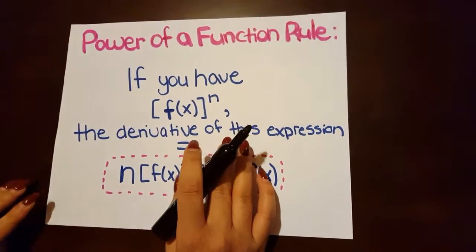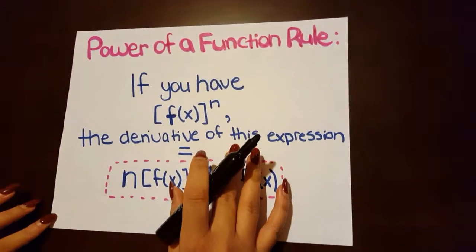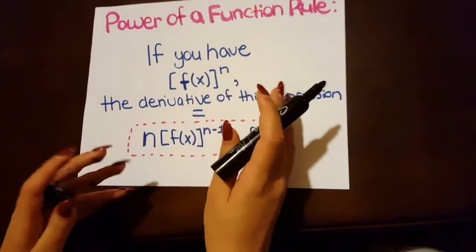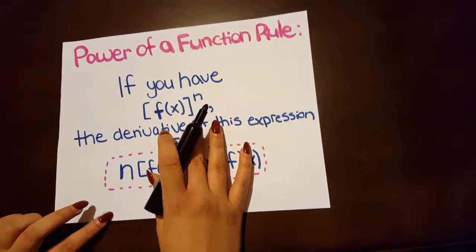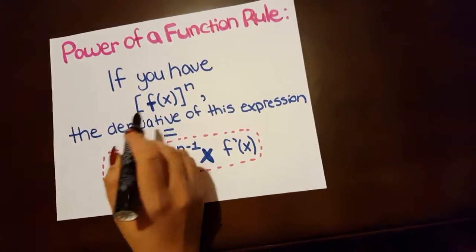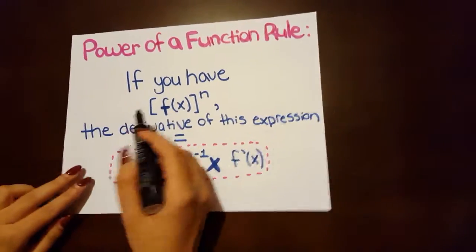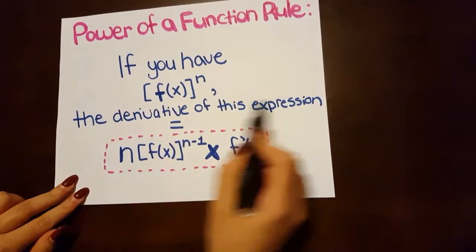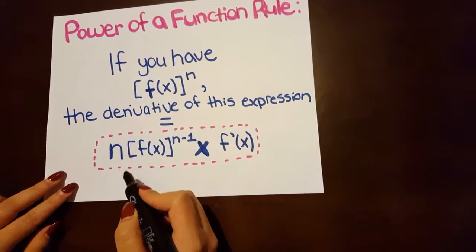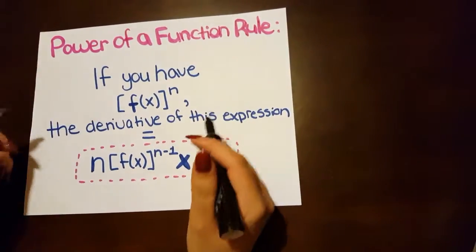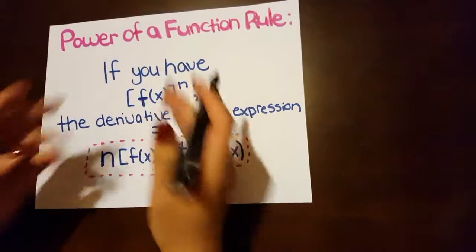We are going to use the product rule, but to use the product rule, we need to know how to find the derivative of each part. And if we have a part that has an exponent, we're going to have to use the power of a function rule, which basically goes like this. If you have f of x to the power of n, the derivative of this expression is going to be the derivative of this part times the derivative of the inside part.